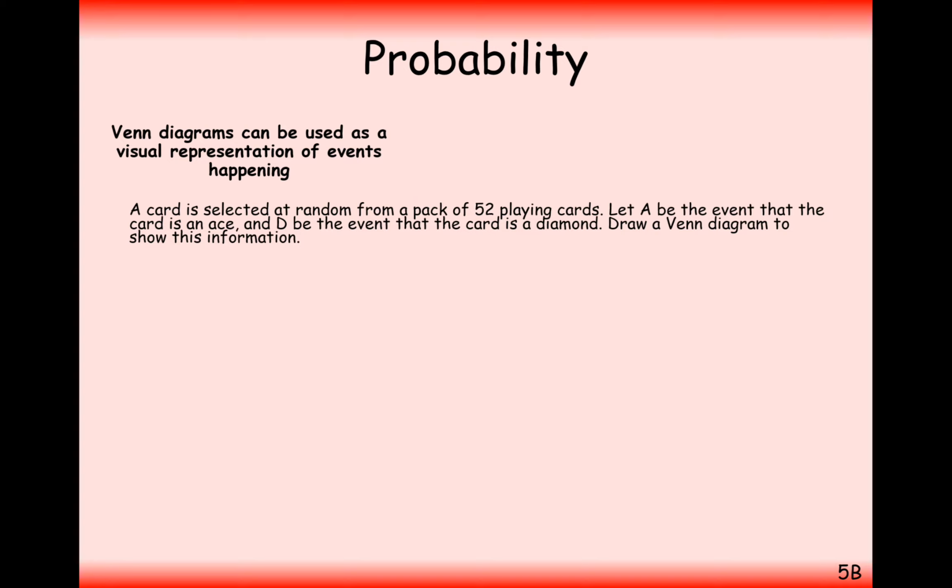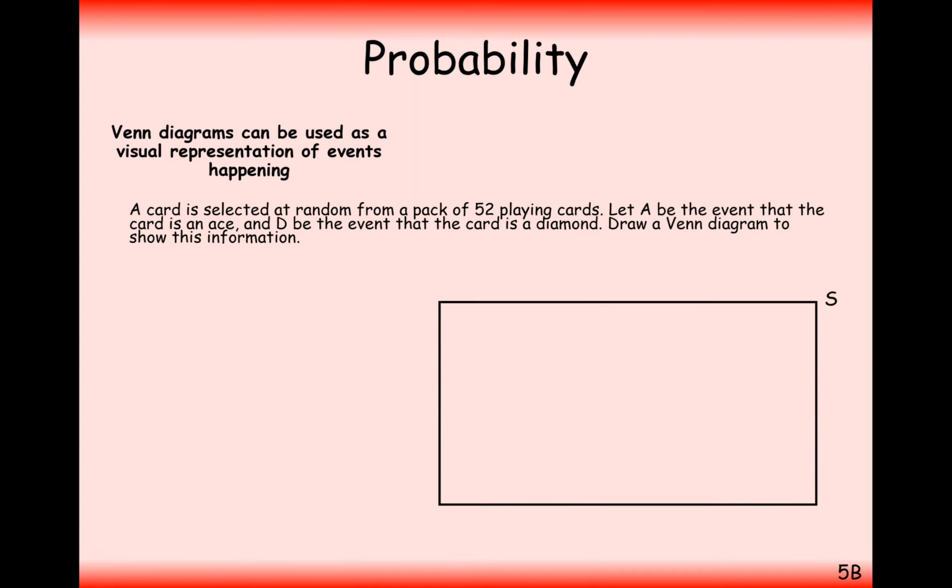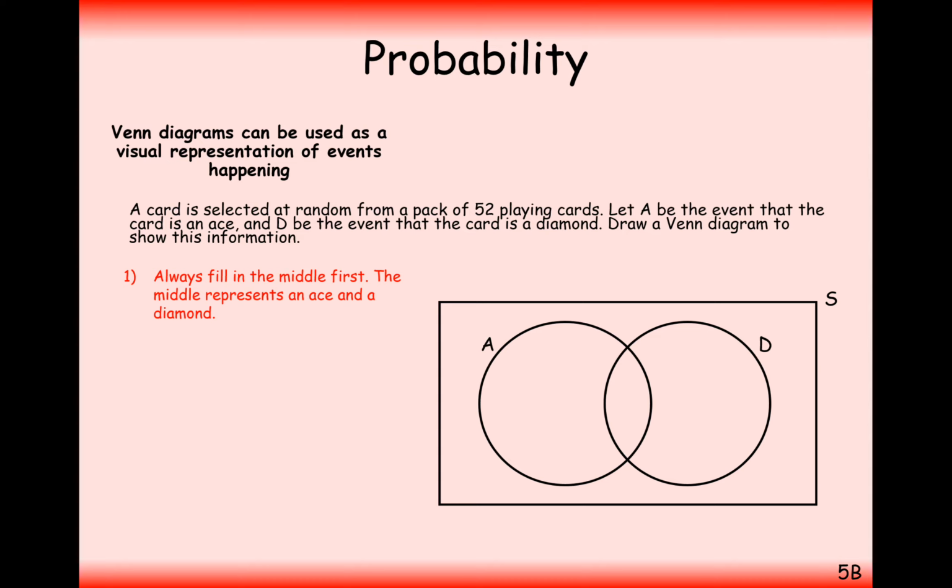So a card is selected at random from a pack of 52 playing cards. Let A be the event that an ace is drawn, and let D be the event that a diamond is drawn. Draw a Venn diagram to represent this information. So what we need is circles for A and D. So always fill in the middle part first. Okay, we'll see an example of this later on. But in this case here, how many cards do we have that's both an ace and a diamond? Well, just one card, the ace of diamonds. So we're going to put one card in the middle group here.